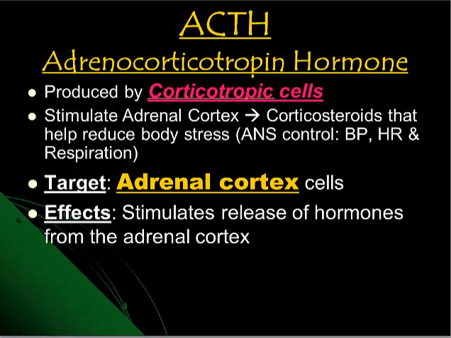ACTH acts on the adrenal cortex. Pituitary cells that control adrenal gland function are called corticotropic hormones. They're going to control the cortex to produce steroid hormones, such as glucose regulating hormones and salt regulating hormones, which we'll call cortisol and aldosterone.